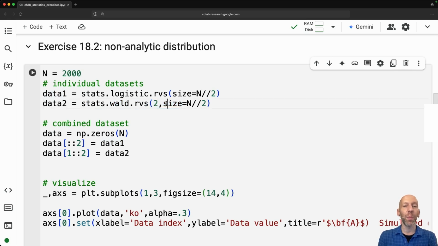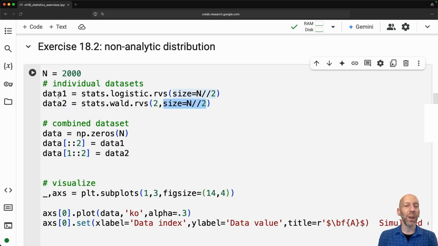And then same thing for the Wald distribution. There is a parameter of the Wald distribution. Here I just chose 2, based on explorations that I discussed earlier in the chapter, but this actually doesn't matter. You could pick any value here. And of course, that's the same size.